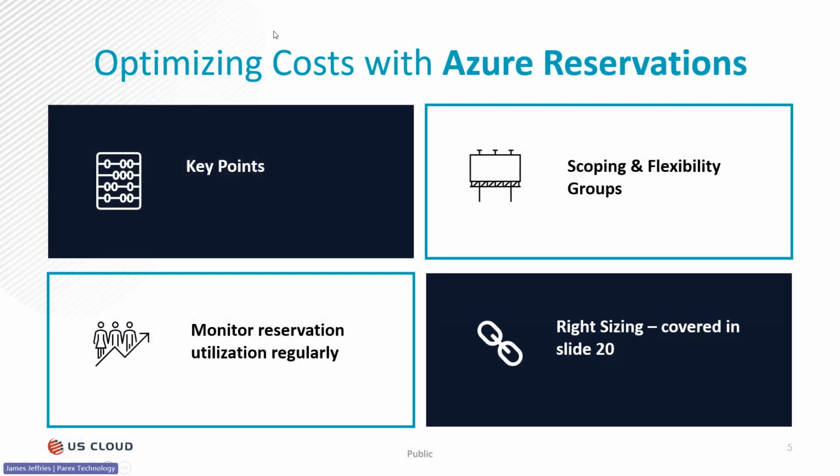The first thing we're going to talk about is Azure Reserved Instances. This has the highest percentage of potential savings. We're going to go through key points of reservations, talk about scoping and flexibility groups, and then talk about how we monitor our existing reservations and make sure they're being utilized. Later on in the presentation, we're going to cover right sizing. Where it's appropriate for each one of these, I'm also going to give a demo of our proof of concept portal in Azure to show you these different metrics that we can look at.